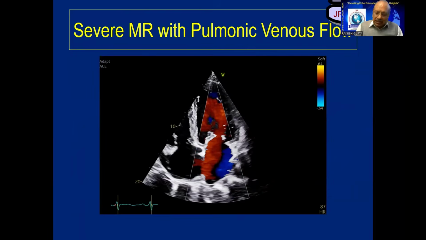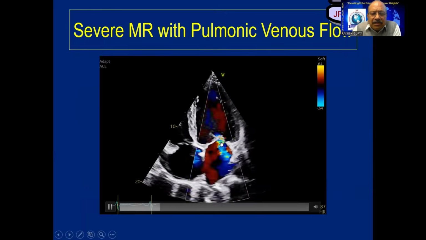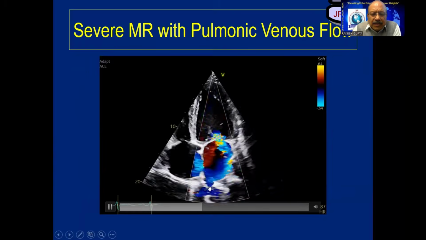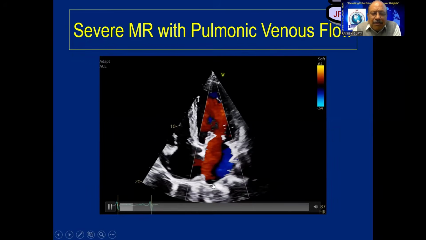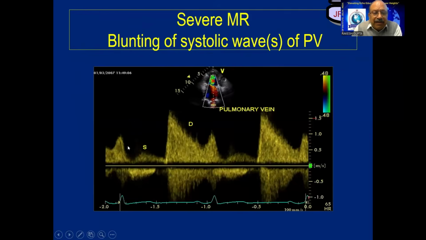Next important point is a very simple one: pulmonary venous flow. Suppose I've got a severe mitral regurgitation. This regurgitation is hitting back into the pulmonary veins. So what will happen to pulmonary venous flow? Normally my pulmonary venous flow is more in systole, less in diastole, but it's a continuous flow. As soon as I develop a severe mitral regurgitation, look, there's a truncation of systolic flow and more flow seen during diastole. This is S, and ECG gating helps you.